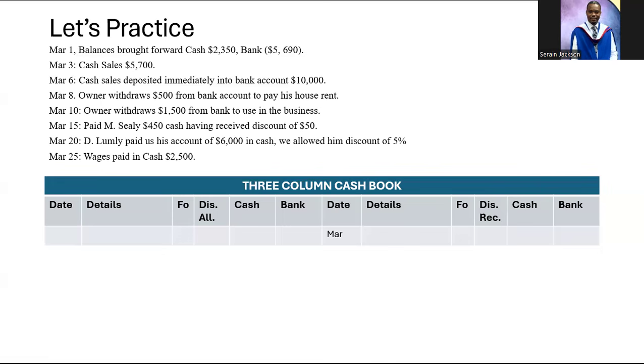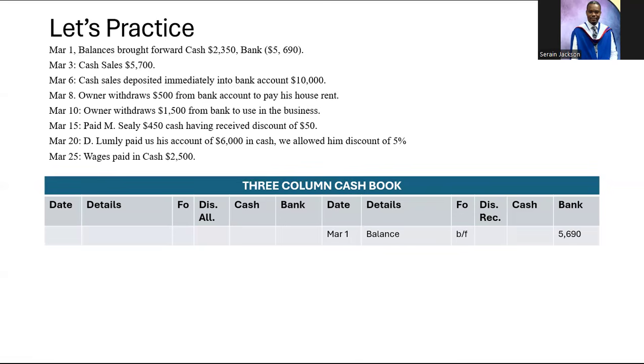So you go March 1, put in the date, March 1, and the details that you would have here is balance brought forward. So you could have balance B/F, right? Well, the B/F would go in the folio column. So you go in the folio column here, put B/F, right? And in the bank column, you would put the amount of money, 5,690, right? And the reason why it's on the credit side is because it's a bank overdraft, right? And it carries a credit balance. That is the only time you will see an opening balance on the credit side in the cash book.